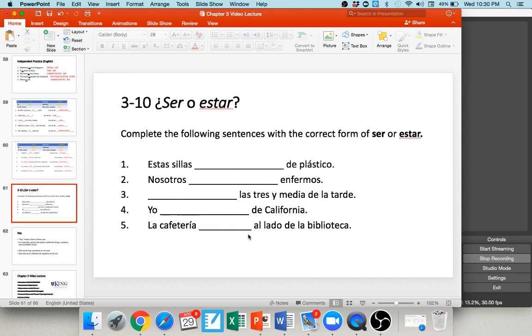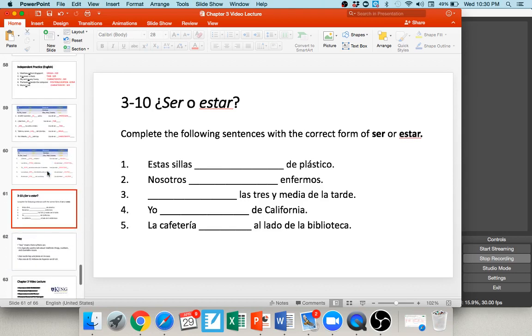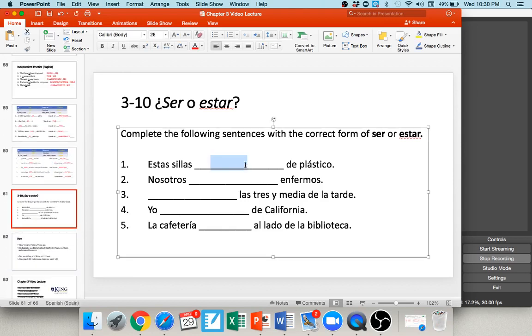For example, number 1. Estas sillas blank de plástico. These chairs blank of plastic. Well, plastic refers to the origin of the chairs. The chairs came from plastic. So in this case, origin fell under topic, which required us to use ser. So we're going to say that estas sillas son de plástico.